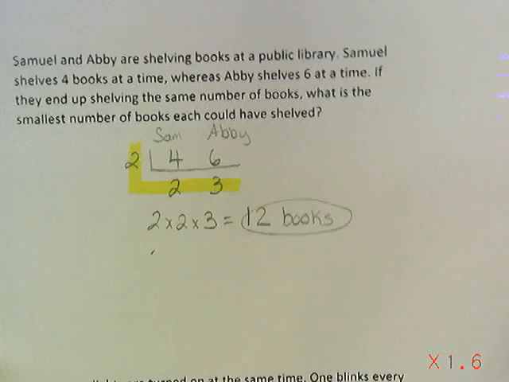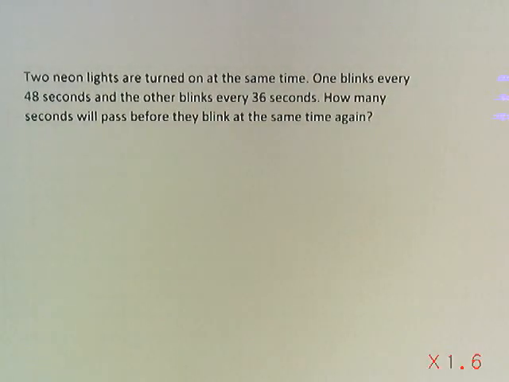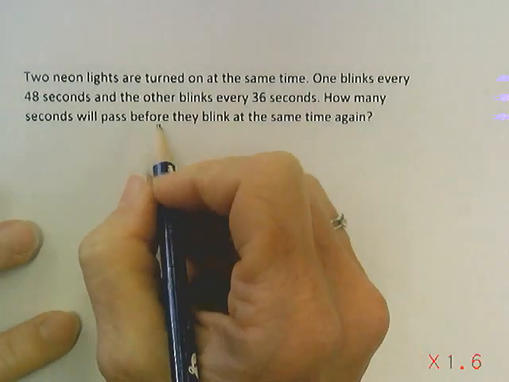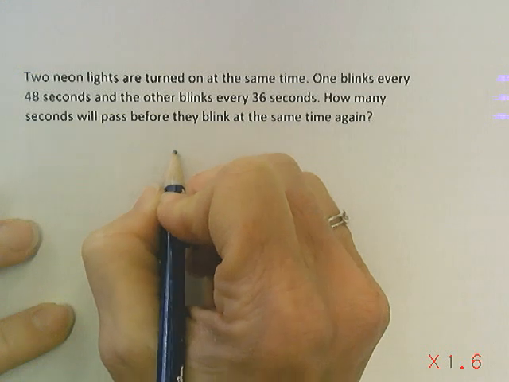And the last question, let's try out here. 2 neon lights are turned on at the same time. One blinks every 48 seconds, and the other blinks every 36 seconds. How many seconds will pass before they blink at the same time again? So we don't have a limited amount of time here. This blinking of the lights is going to go on and on forever, kind of like counting with multiples. So that tells me we're going to be looking for the LCM.